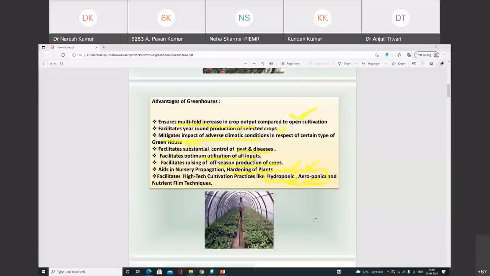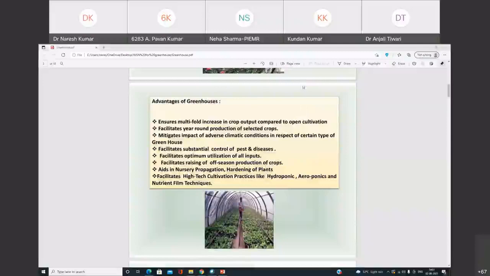So when the technology reaches the farmers and they openly accept that we can even choose hydroponic and aeroponic forms of farming as well, then I think the conditions of the farmers will also change.